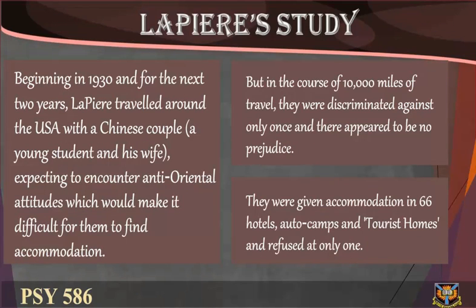LaPiere's study. Beginning in 1930, and for the next 2 years, LaPiere traveled around the USA with a Chinese couple, a young student and his wife, expecting to encounter anti-Oriental attitudes, which would make it difficult for them to find accommodation. But in the course of 100,000 miles of travel, they were discriminated against only once, and there appeared to be no prejudice. They were given accommodation in 66 hotels, autocamps, and tourist homes, and refused at only one.